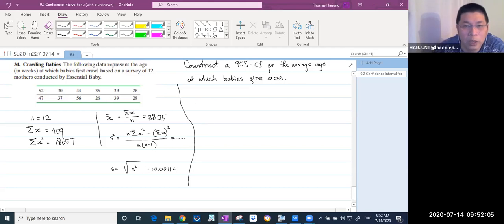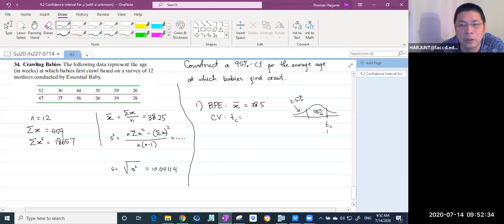Now I go on with step 1. Best point estimate is x bar equals 38.25. Critical value, t critical. It's 95%, which means the remaining 5% is shared by 2 tails. So if this is my critical value, the area to the left will be 97.5%.